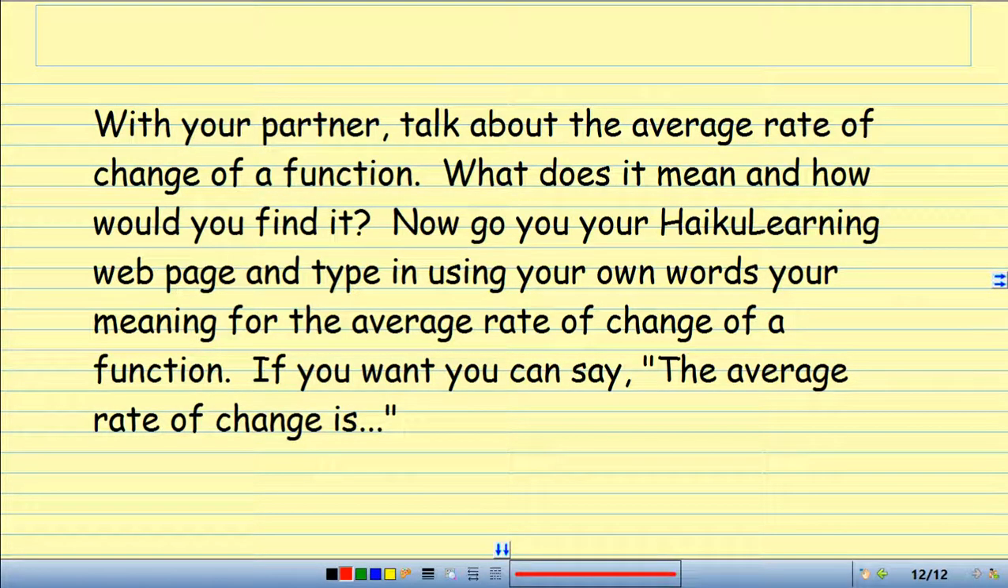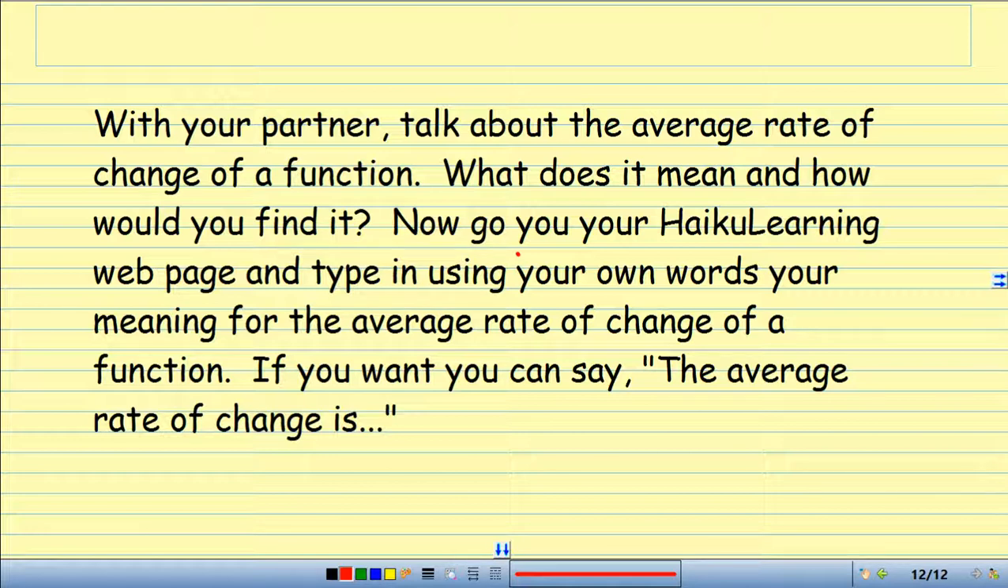There's really nothing more. So what you guys need to do is go on to Haiku Learning with your partner, talk about average rate of change of a function, what it means, and how would you find it? Okay. Now, go to your Haiku Learning, talk about it, put it down. If you need help, I'm going to start you off. You can start with this sentence. You don't have to, but you can. The average rate of change is, and finish off with your own words.